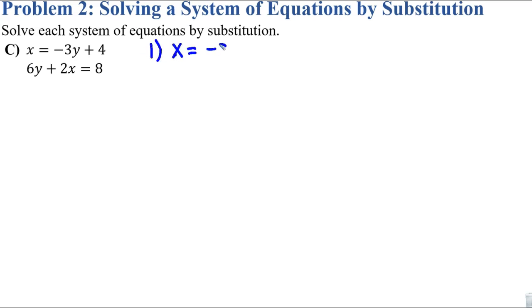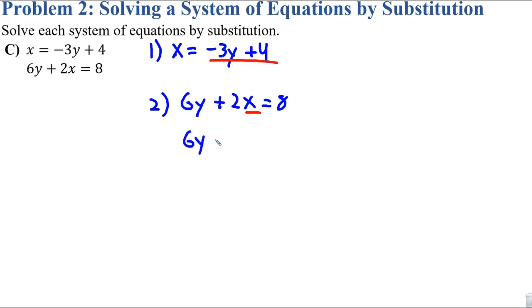X is already equal to negative 3y plus 4, so I'm just going to use that x here. For step 2, we want to substitute that x value into the other equation. So we'll take the 6y plus 2x equals 8, and again, we're going to substitute in for x this expression, negative 3y plus 4. So we've got 6y plus the quantity of 2 times negative 3y plus 4 is equal to 8.